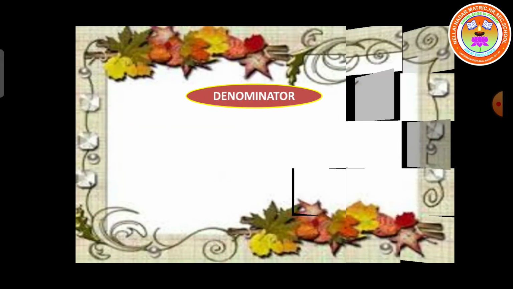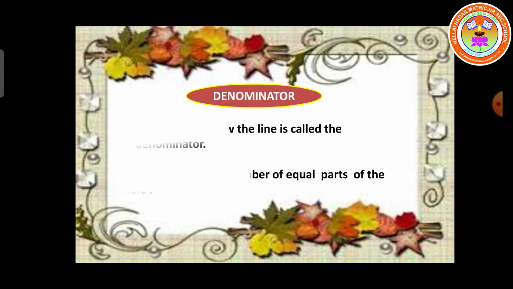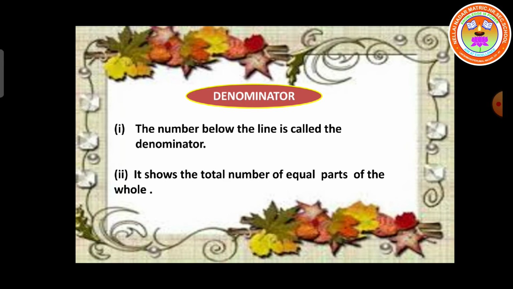Then denominator, students. The number below the line is called the denominator. It shows the total number of equal parts of the whole. So in 1/4, the 4 is called the denominator, and it shows the total number of equal parts, because one pizza is equally shared into 4 pieces. So that 4 is called the denominator.